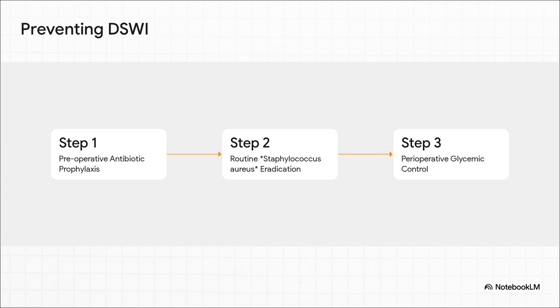This means giving antibiotics before the first cut, actively trying to get rid of any S. aureus the patient might be carrying before they even get to the OR, and keeping their blood sugar under tight control during and after the surgery to help their immune system function at its best.